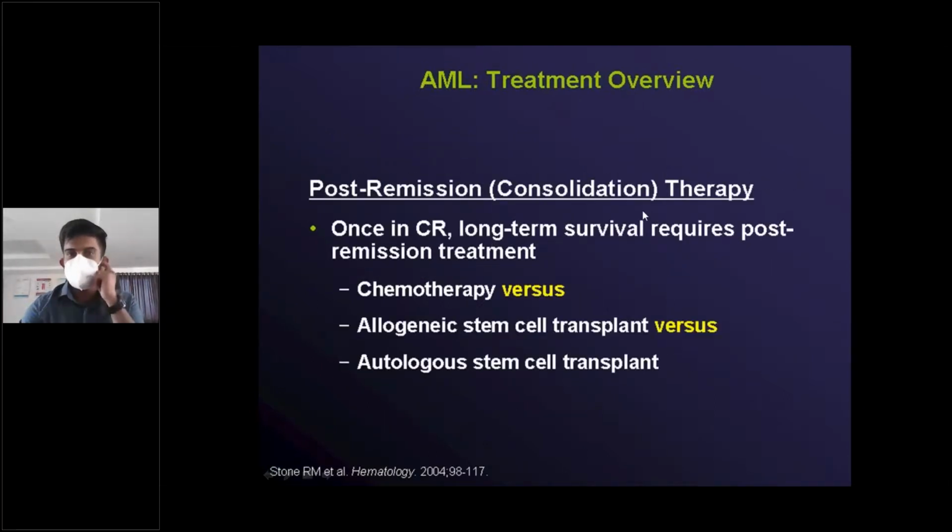And the next one is post-remission consolidation therapy. Once in complete remission, long-term survival requires post-remission treatment. Chemotherapy versus allogeneic transplant versus autologous stem cell transplant. Now, you need to give chemotherapy in all patients with stem cell transplant. Then you can go for allogeneic or autologous stem cell transplant. And stem cell transplant does confer almost complete cure, but there will again be relapses here too.